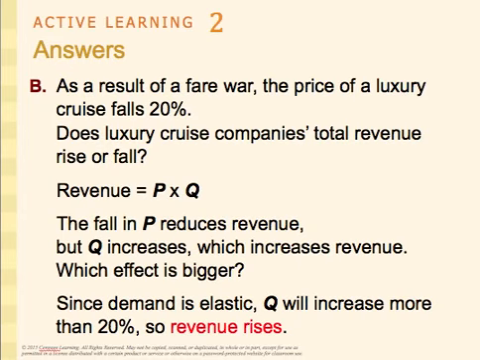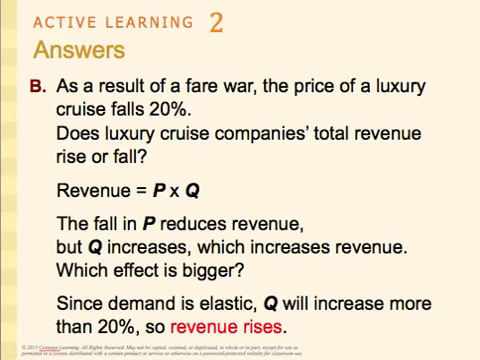Since demand for a luxury item like a cruise is elastic, quantity will increase more than 20%, so revenue rises. People will say, hey, let's go on a cruise instead of driving to Disney World or whatever. The purpose here is to clarify the effects of the price decrease on revenue. And again, we had previously only discussed the effects of price increases.